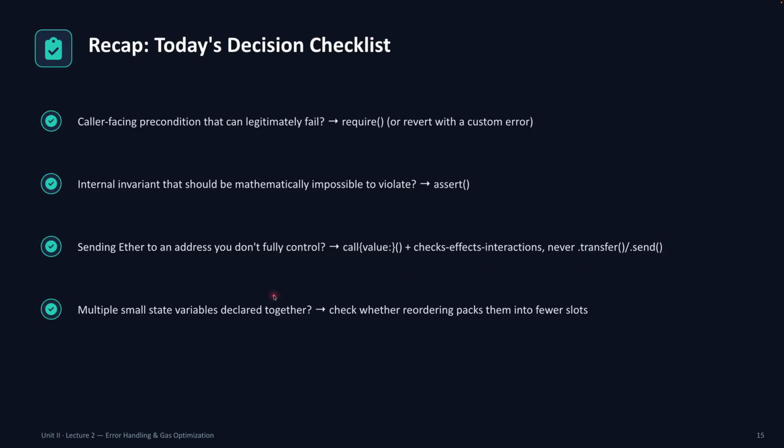Then at last, if there are multiple small state variables declared together, check whether reordering packs them into fewer slots. Fewer storage slots lead to fewer storage writes. That leads to less gas consumption. That leads to lower transaction cost.